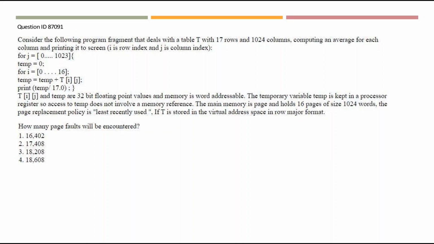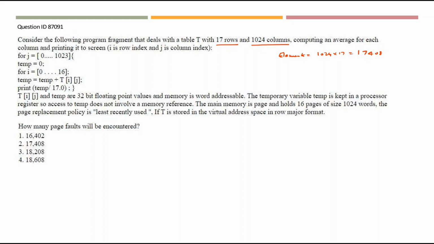Consider the following program fragment that deals with a table T with 17 rows and 1024 columns. So the number of elements that it has will be 1024 into 17. It is 17408. These many elements are present.